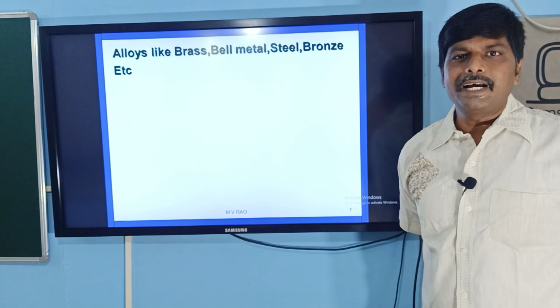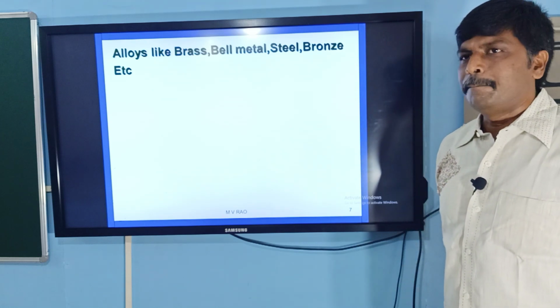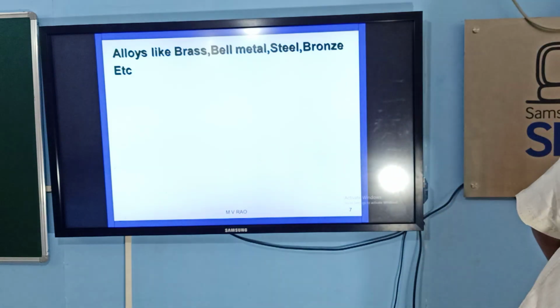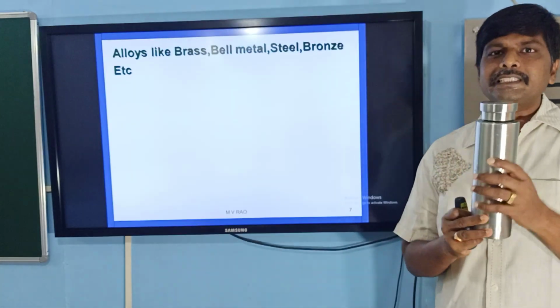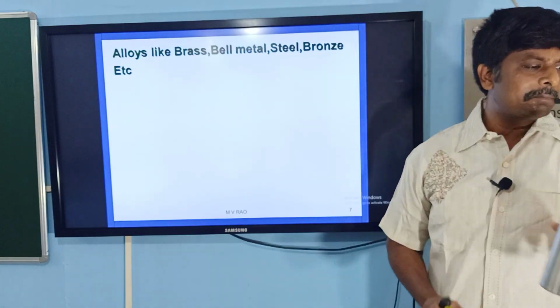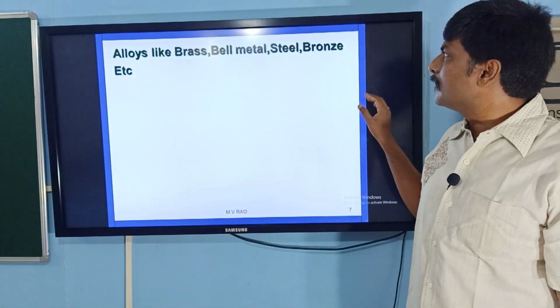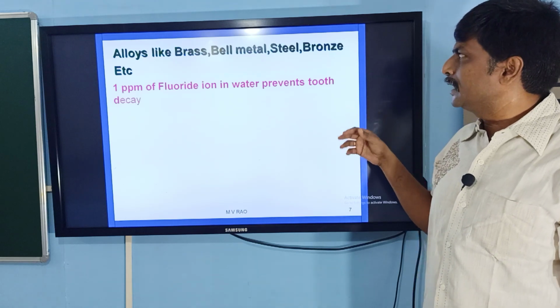Alloys. Alloys like brass, bell metal, steel, bronze. Like this, you take this steel bottle, it is a mixture of two solids. So it is an alloy example. Alloys like brass, bell metal, steel, bronze, etc.